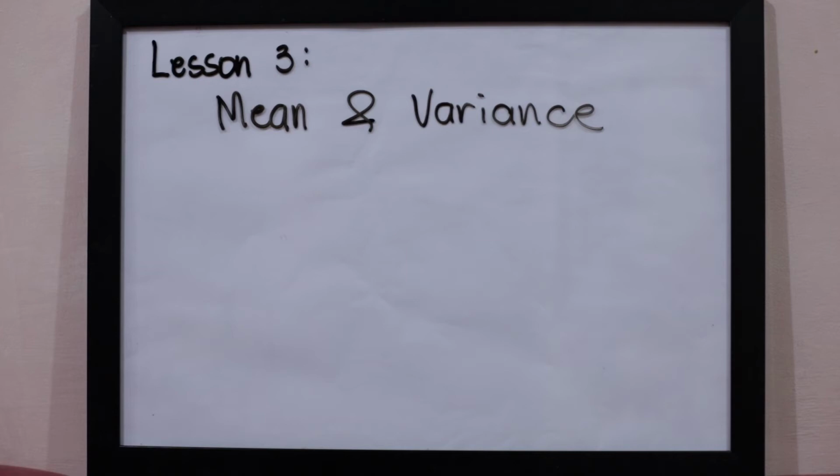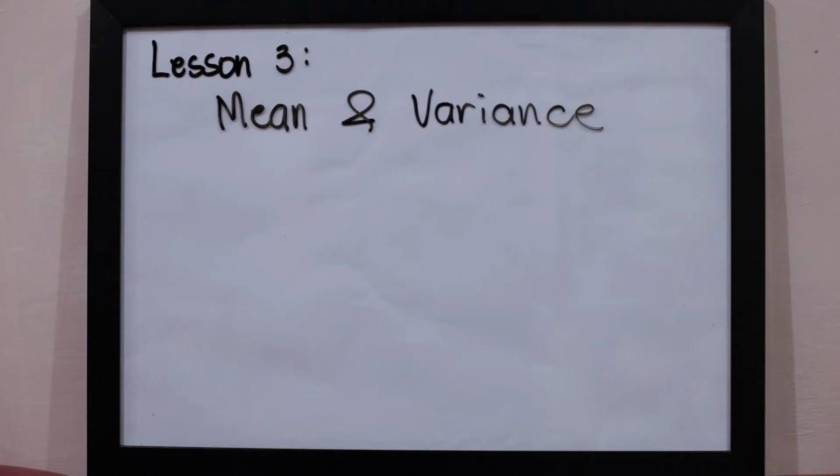Lesson number 3, what we're going to study is about mean and variance. What we're going to do for this lesson is to compute for the mean and variance of a certain event given the probabilities of those events. So, before we start the computation, let us first define the mean and the variance.